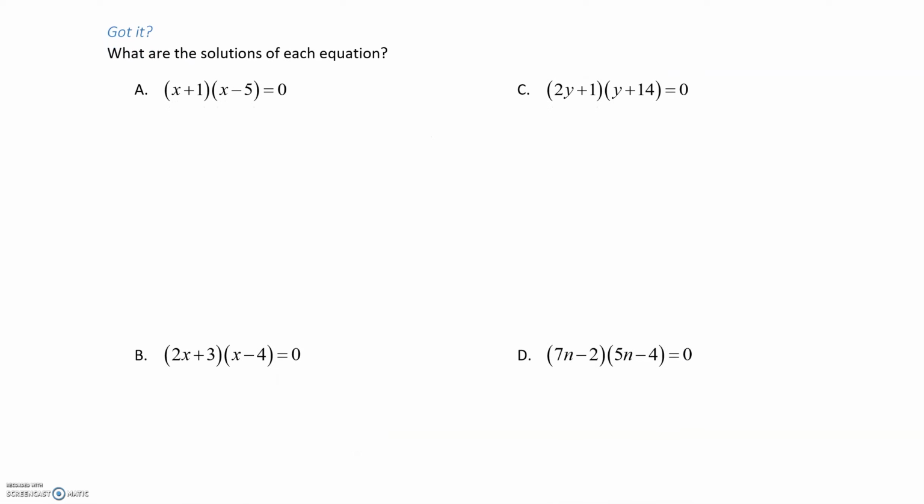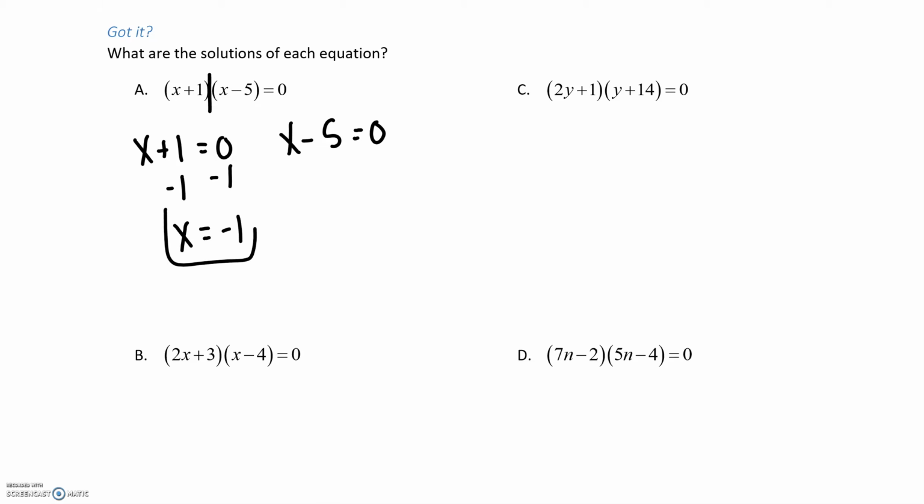If you want to start working on these got it problems, go ahead and pause the video. Remember, all you're doing is splitting them up and setting them equal to 0. For this first one, we have x plus 1 equals 0 and x minus 5 equals 0. We subtract 1, which gives us x equals -1. And we add 5, which gives us x equals 5.